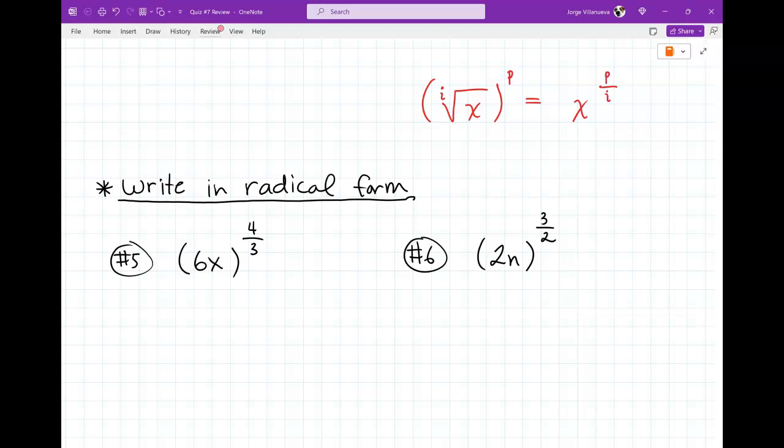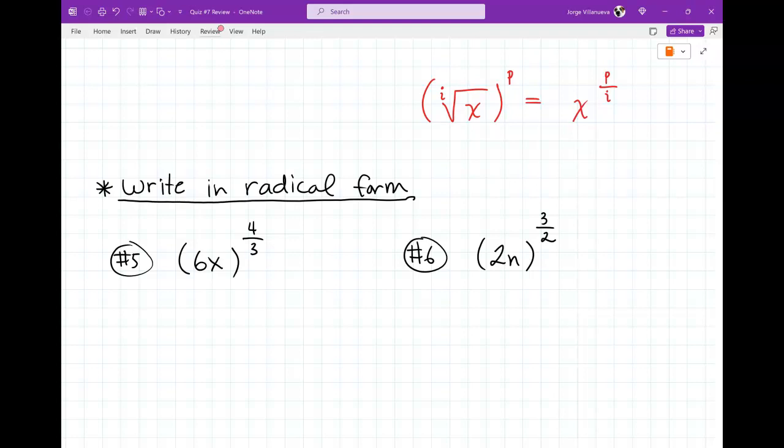So right now we're going from right to left. We're given something with a power that's a fraction, and I want you to write it as a radical. So we're going from the right side, x to the p over I, to the left side. Okay, the ith root of x to the power of p. Remember, the equal sign works both ways. Left to right, right to left.